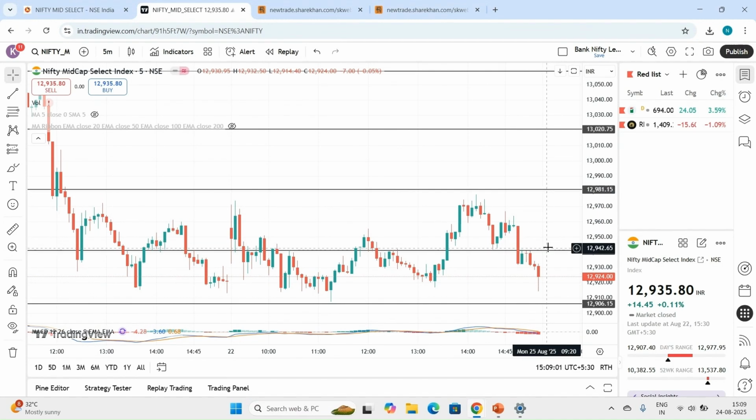And here, how are you going to keep the SL? Suppose it has moved up to around 12,950 and you are going to make a long position in the mid cap. Now take this example: how this green candle has formed. Okay, so this green candle has formed.